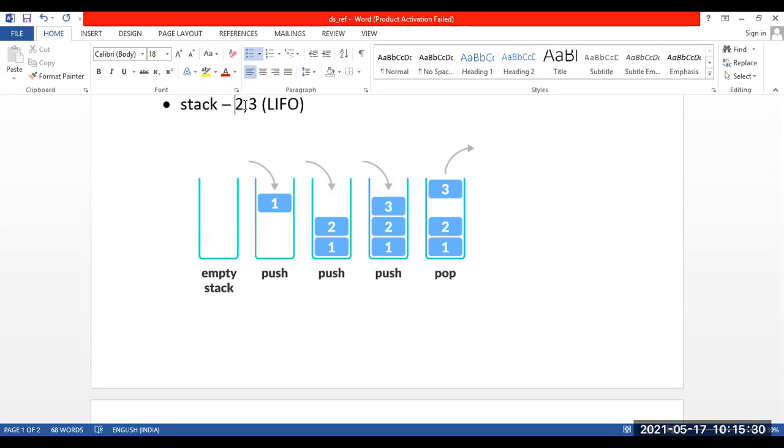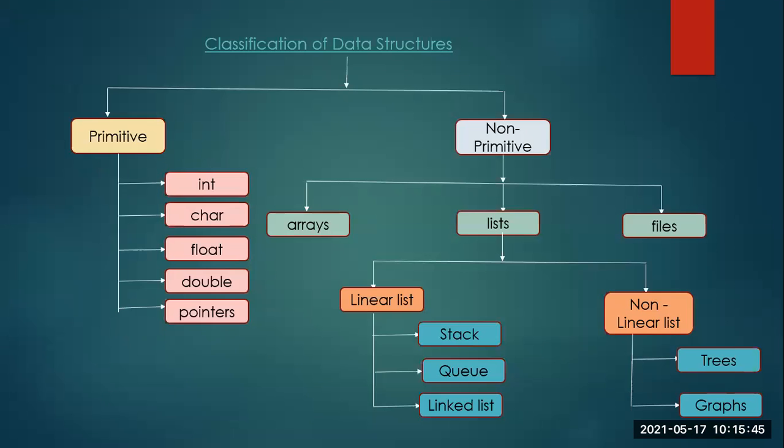Okay, we are studying the next. Let us go back to the slide. With the help of the slide, we'll do it. Okay. We are in the non-primitive part and we are in the second one. We are at the list now.